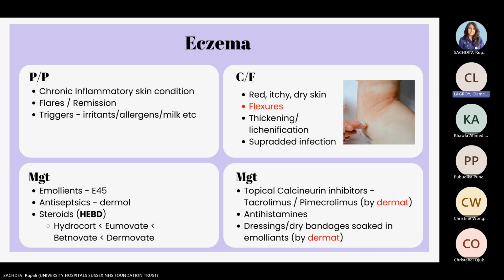And then the rest of the management is more down the line, and that would be more specialist prescriptions. So topical calcineurin inhibitors, tacrolimus, which is again by dermatology, as mentioned. Antihistamines are really good for stopping the itching overnight and everything when it's bothering someone to sleep or just in their day-to-day lives. And then dressings and dry bandages soaked in emollients to make sure that the dryness is not affecting you and not causing the itchy symptoms.